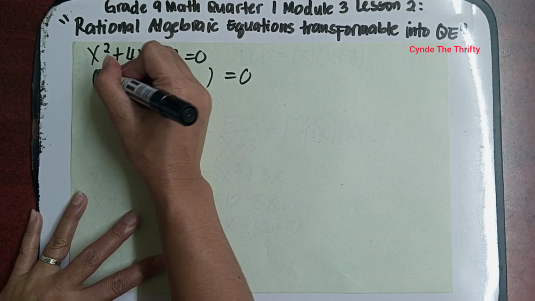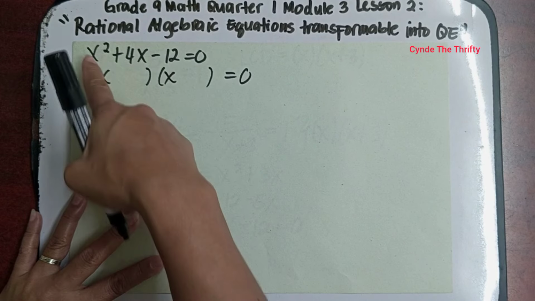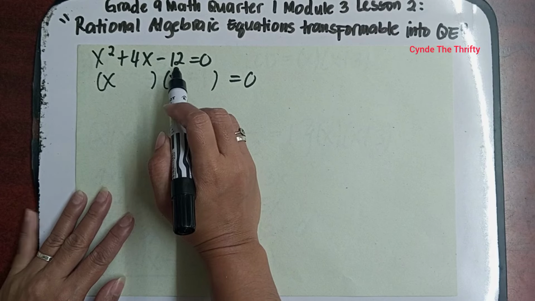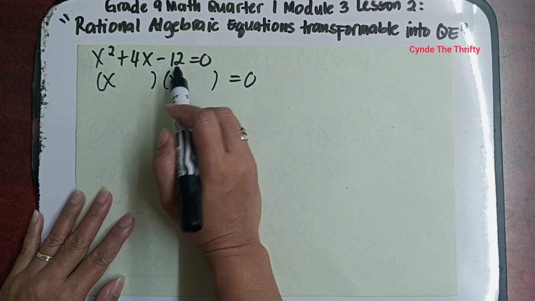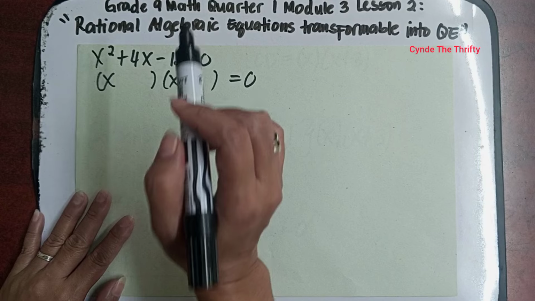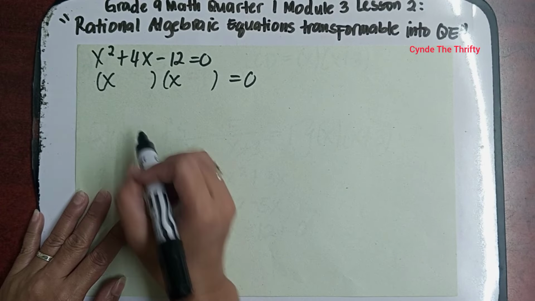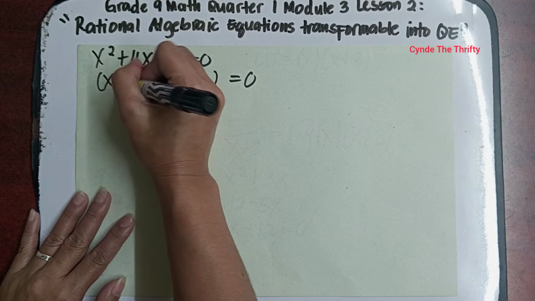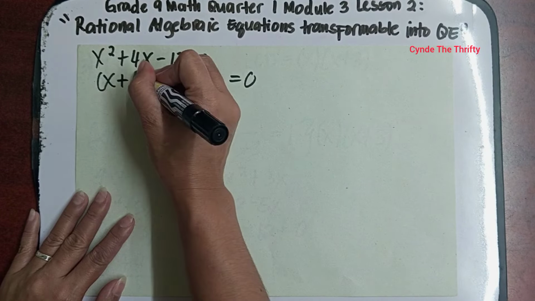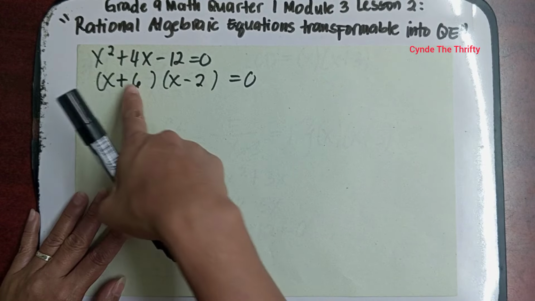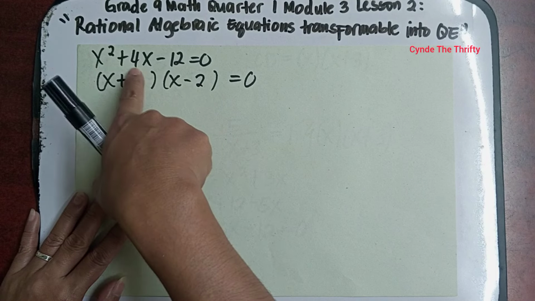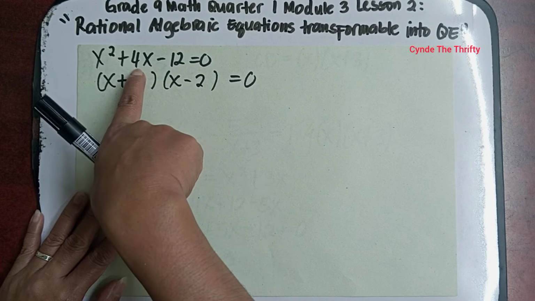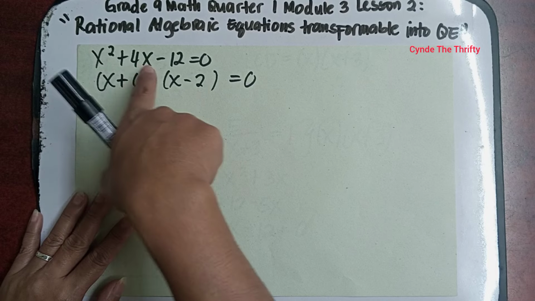So, x times x, or ang factor ni x squared is x times x. And then, ang factor ni 12 is 6 times 2. Kasi, si 6 at si 2, kapag i-subtract mo sila, ang result is 4. So, ang ilalagay natin na sign dito is positive and negative. Tapos si 6 dito at si 2 dito. Kasi 6 minus 2 is 4. Okay? Napaka-importante na makuha nyo rin ang gitna. Makuha nyo ang numerical coefficient sa inyong linear equation.